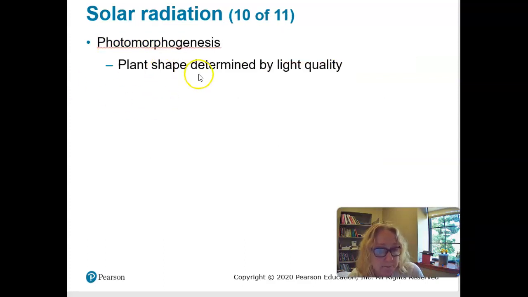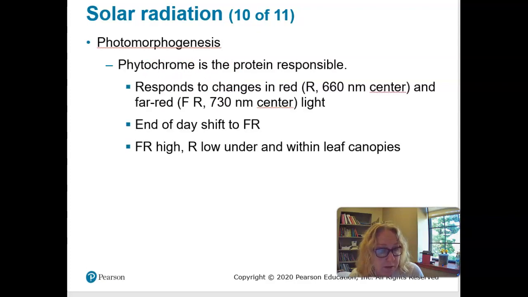Photomorphogenesis, plant shape determined by light quality. So again, this is the phytochrome, the protein. It's responsible. It'll change to a red spectrum, and that is when it's too much in the shade. So when it's in the shade or the days start getting shorter, that end of day shift to the far red light will happen under canopies. So under here, they're going to get a different kind of light because this plant is shading them. So they're not going to get the appropriate kind of light and they're going to get all spindly to try and go around it. That is photomorphogenesis.